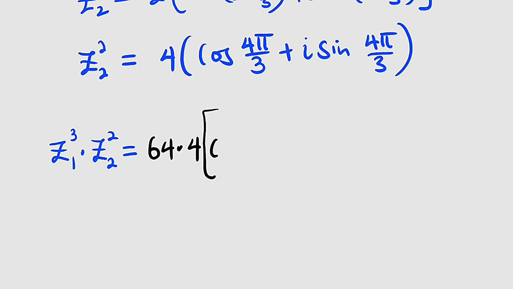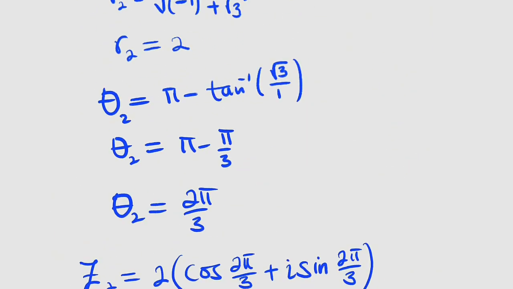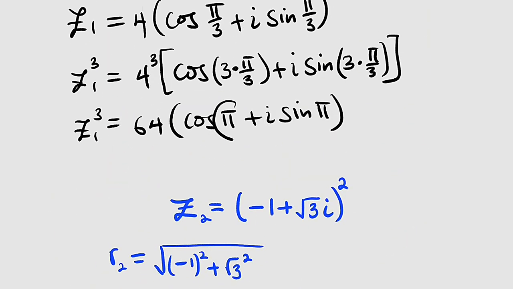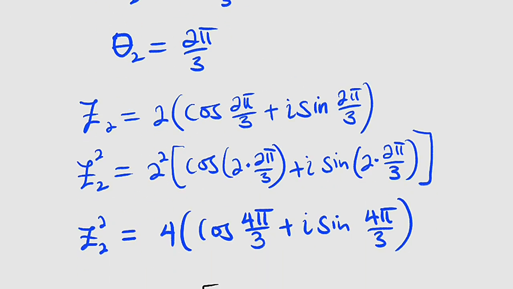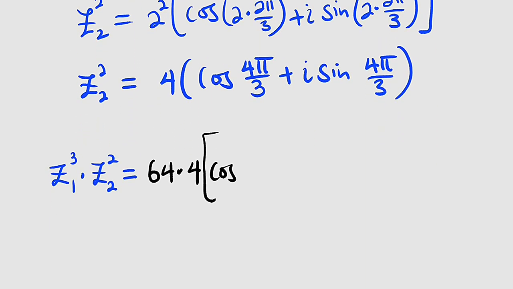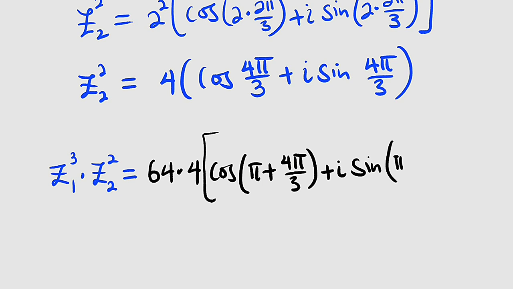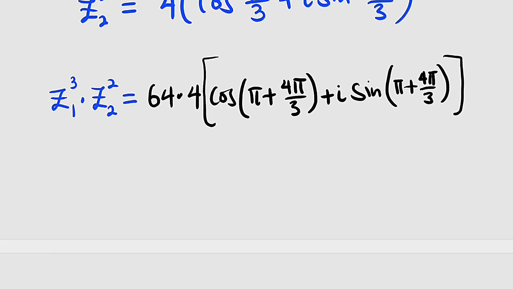Then inside we have cosine of what? We are going to add their arguments together. We have pi here, right? You can see we have pi here. But what do we have here? We have 4 pi divided by 3. So we are going to add them together. Pi plus 4 pi divided by 3. Then plus i sine of the same thing. Pi plus 4 pi divided by 3. We close. We have 64 multiplied by 4, which is 256.